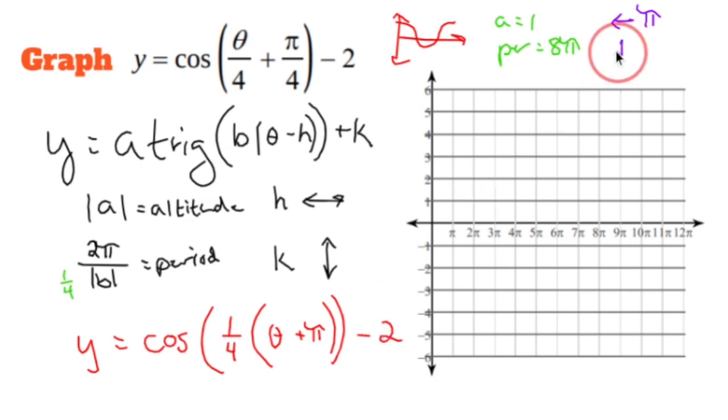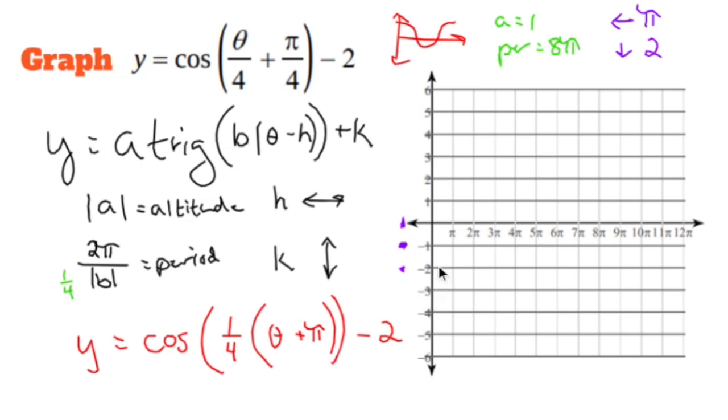That means phase shift down 2. Okay? So I'm going to pretend that this is pi, just floating around out here. If I move left pi and down 2, that makes my brand new origin right here. Now, cosine starts at 1 usually, which means my new picture is going to start here. So I'm going to draw dots as to where things should be. Now, this is going to peak out at -1 and bottom out at -3.